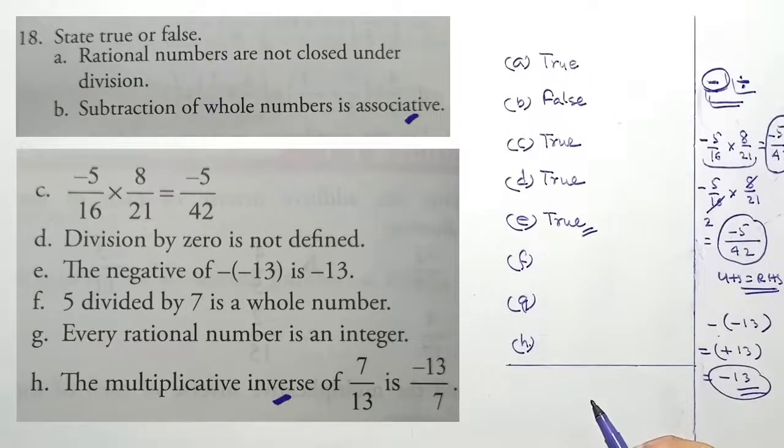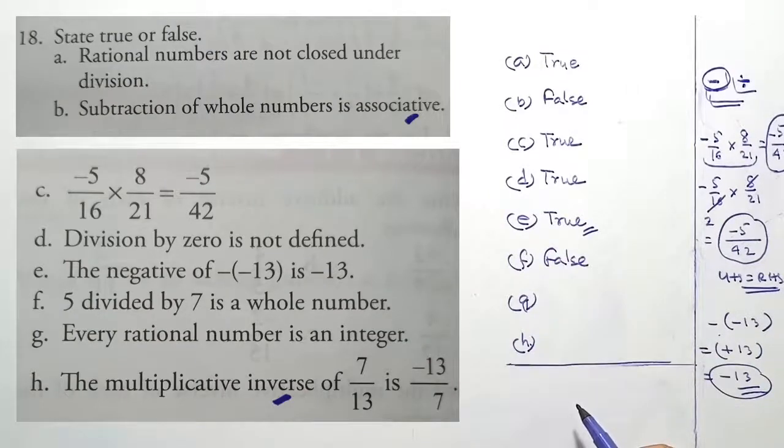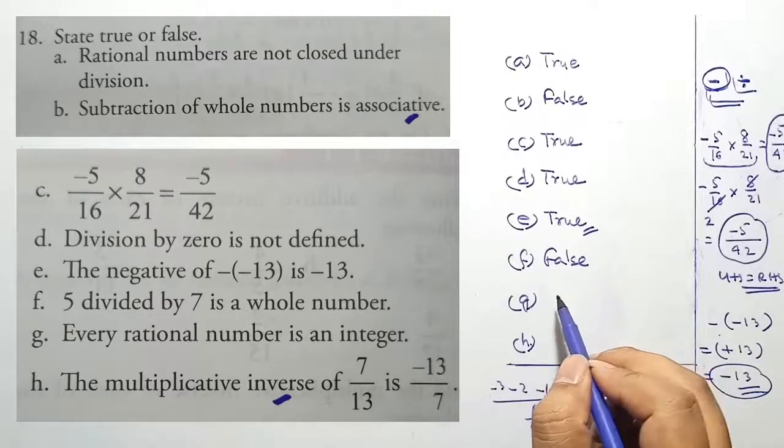5 divided by 7 is a whole number. So, 5 ko agar hum 7 se divide karenge to yahan hamko whole number nahi milega. So, ye statement false hai. Question G: every rational number is an integer. Integer kya hota hai? 0, 1, 2, 3, minus 1, minus 2, minus 3, ye sab integer hota hai. Aur rational number kaun sa hota hai? Jab p by q form mein koi bhi number rahega to isko hum rational number bolte hain. So isliye, according to this definition, the statement is incorrect. So the statement will be false.